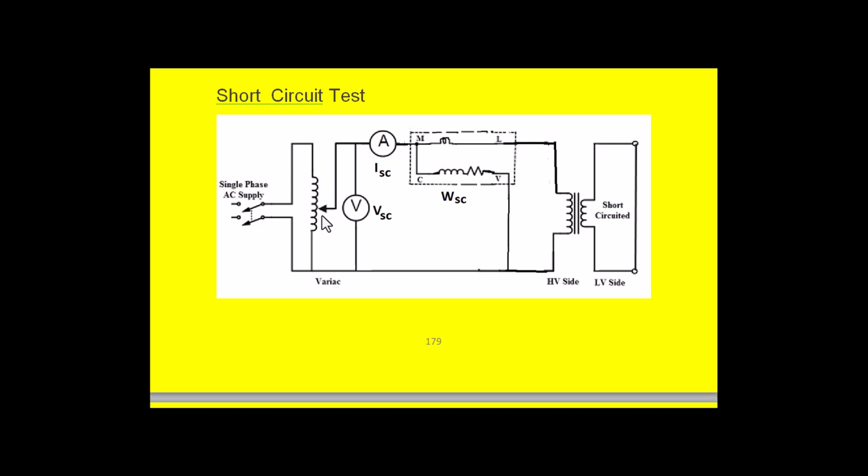The procedure is like this. Connect the variac to the single phase supply, and the variac should be connected to the ammeter like this, and the other terminal of the ammeter should be connected to the wattmeter current coil, and the current coil should be connected to the primary winding. Here the potential coil of the wattmeter should be connected across the supply, that is the variac, that is Vsc.